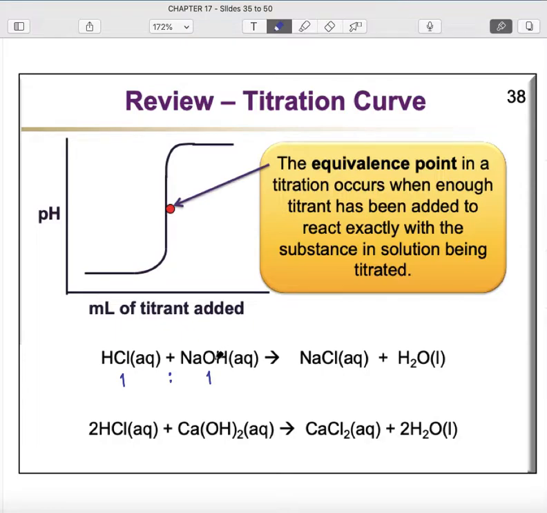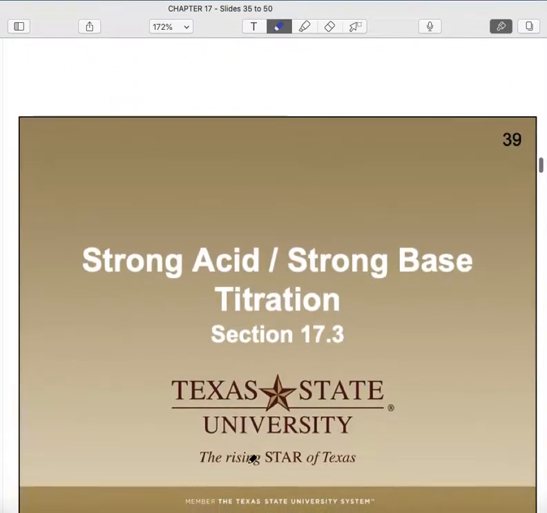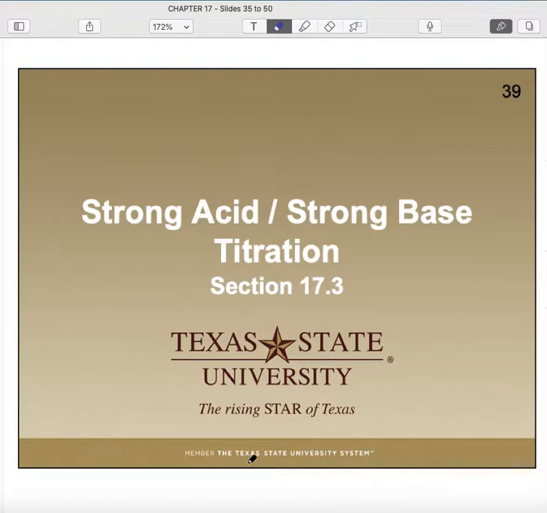On the other hand, let's say that for some reason I'm titrating hydrochloric acid with calcium hydroxide. You can see that the balanced equation tells us that for every 2 moles of hydrochloric acid, we have to add 1 mole of calcium hydroxide. And so in that particular case, the molar ratio at the equivalence point would not be a 1-to-1, but instead it would be a 2-to-1 molar ratio. So again, the equivalence point is basically the point at which you have stoichiometric equivalence between the acid and base that are being neutralized. All right, so having said that, let's go ahead and begin by looking at the titration of a strong acid with a strong base or a strong base with a strong acid. This is section 17.3 of your book.